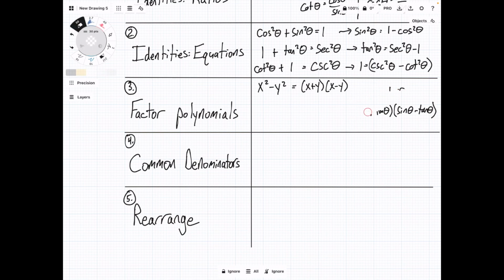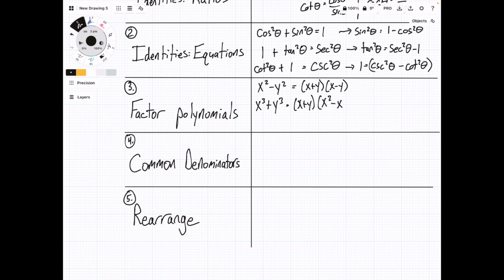There are a few other polynomial type patterns that you might see. The next one is the sum of cubes, which is going to be x cubed plus y cubed, and this can be rewritten as x plus y times x squared minus xy plus y squared.